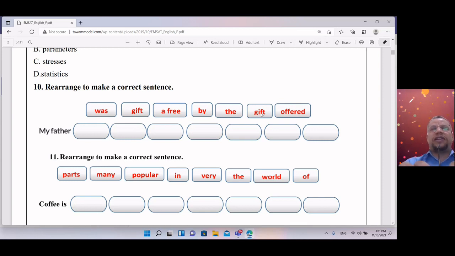Huh? What does it mean? Gift, the second one, means a talent, by his talent, because he's talented. So the gift means a talent here. And the gift number 1 that he was offered means a present, something you buy to give to another one, a present on a birthday, a gift at a wedding party, and so on. So my father was offered a free gift by the gift. I mean by the talent, by his talent.